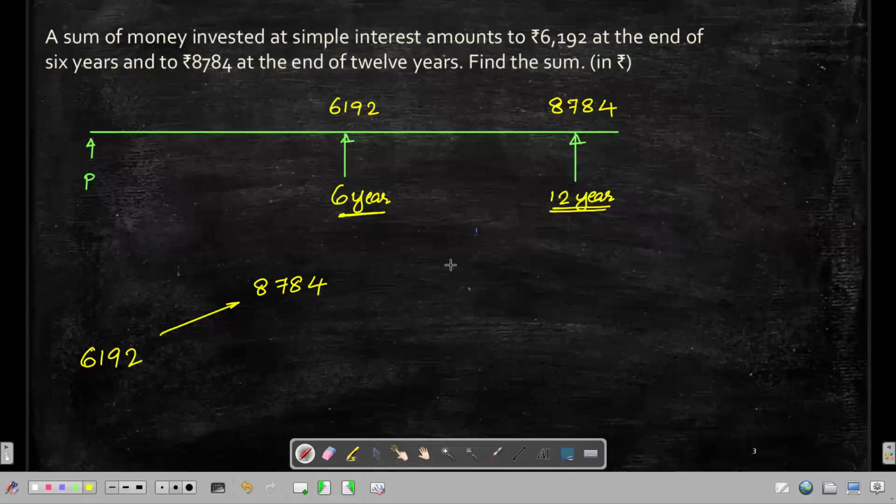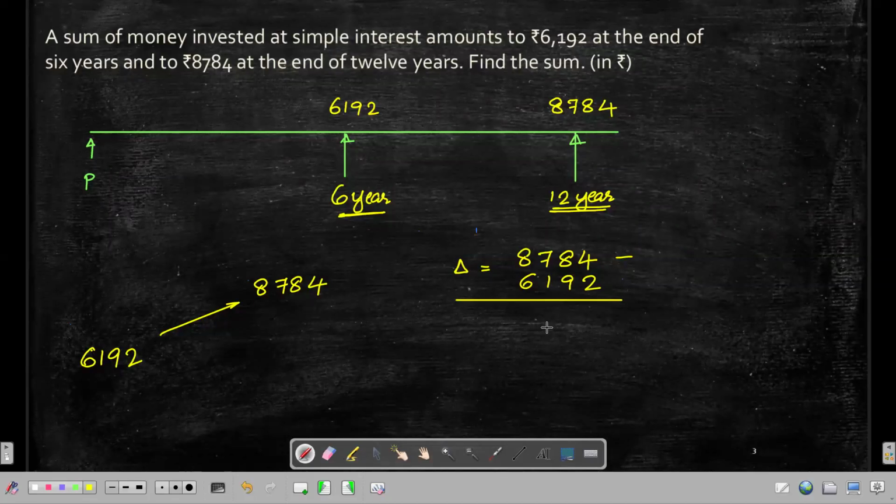So can you tell me what is the growth here? The delta value I am considering. What is the growth here? It is 8,784 minus 6,192. That is the growth that this money has made. And how much it comes to? When you perform 8784 minus 6192, the delta that comes here is 2,592. Okay, this amount will come as 2,592.